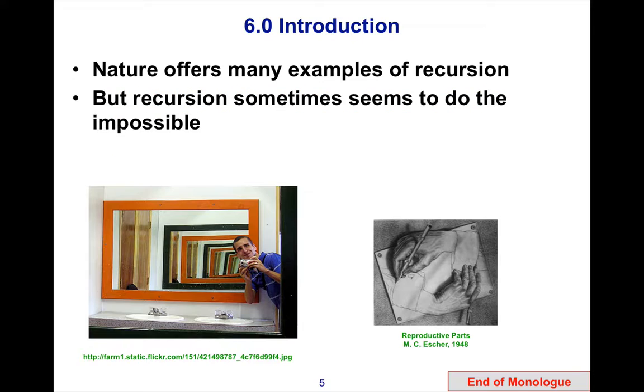Recursion often seems to do the impossible. Here you see a stack of mirrors that apparently goes on forever just by having an orange frame mirror opposite a black frame mirror. So looking into the mirrors, it appears to go on forever, and for us that's not going to be computationally feasible. Our mirrors have to stop at some point and compute some result on the way back.